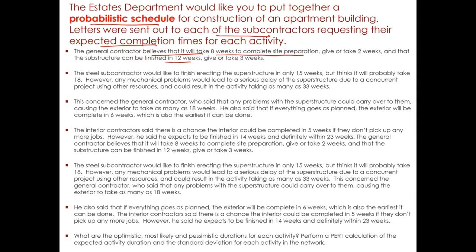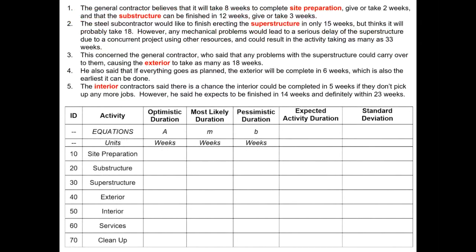So here you see the probabilistic time values are given. If we read through this, the general contractor believes that it will take 8 weeks to complete site preparation, give or take 2 weeks, right? So the subcontractor is telling us essentially it is going to take 8 weeks to complete, but give or take 2 weeks, which would mean that the optimistic time to deliver this activity is 6 weeks, and the pessimistic time would be 10. So give or take 2 from the most realistic time of 8.